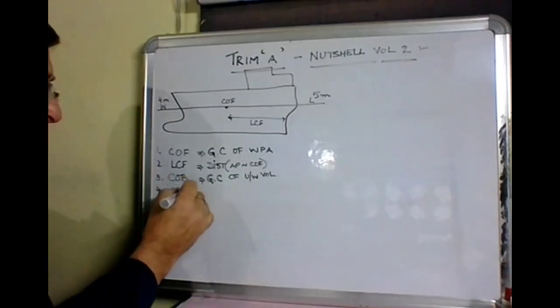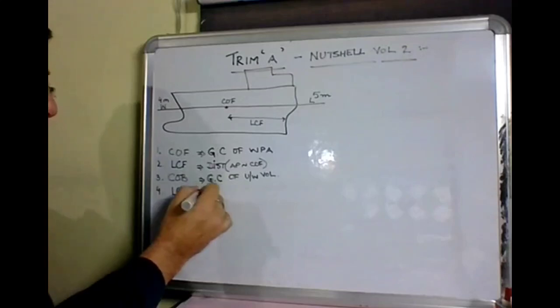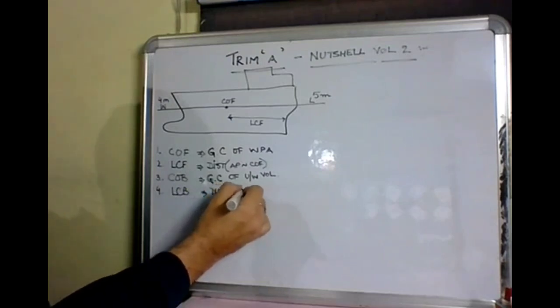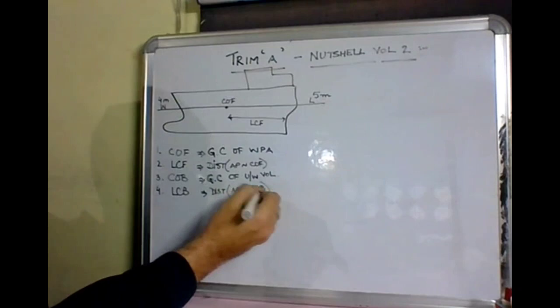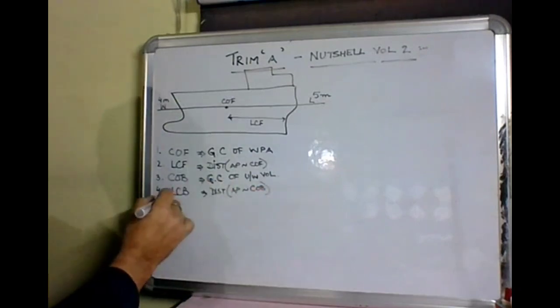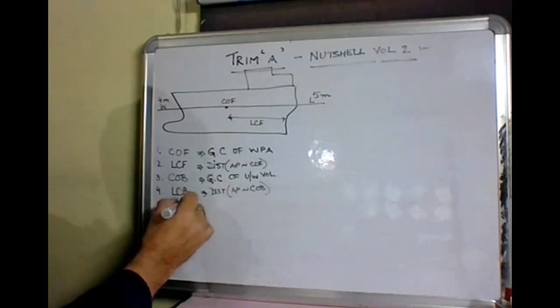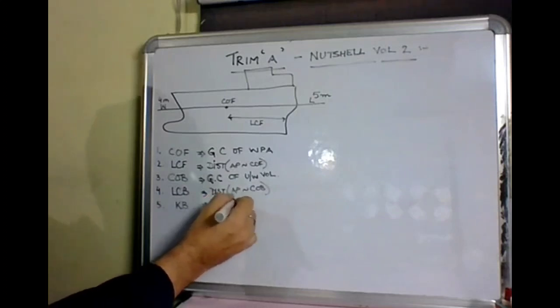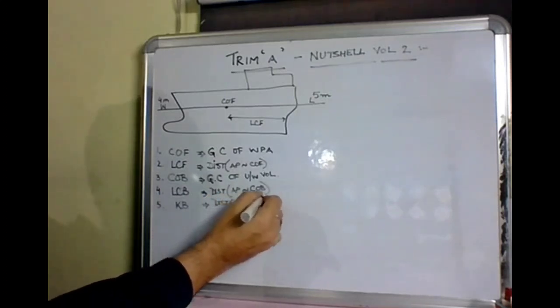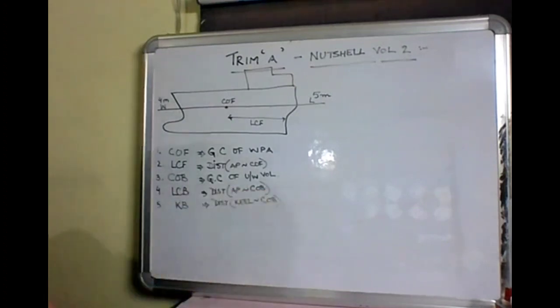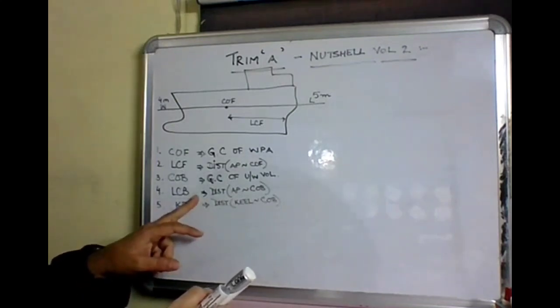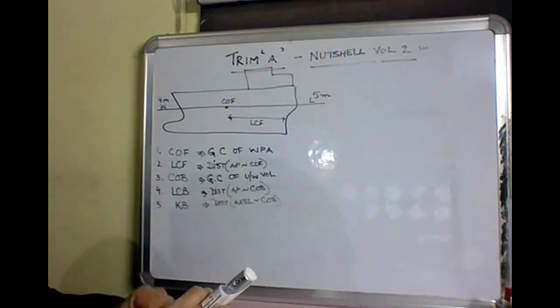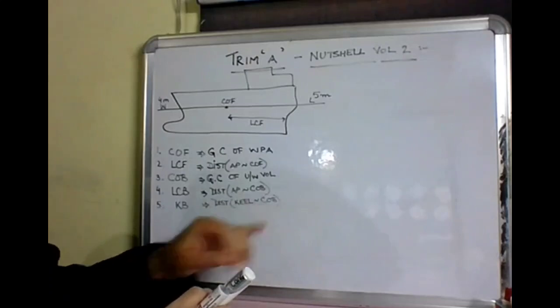And therefore, consequently, LCB is the distance of the aft perpendicular to the center of buoyancy. And therefore, KB is the distance from the keel. Sir, LCB is from the forward perpendicular, no? Sir, please explain the LCB once more. LCB is the longitudinal center of buoyancy, the distance between the aft perpendicular and the center of buoyancy. Okay, sir. KB is the distance between the keel and the center of buoyancy.